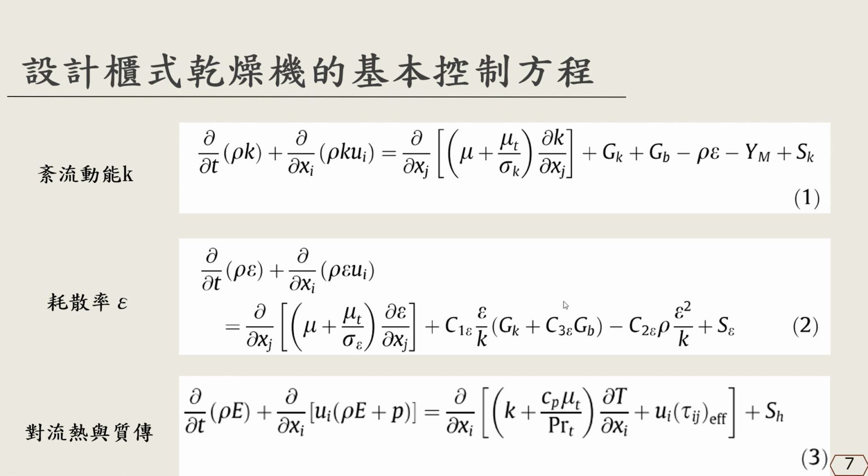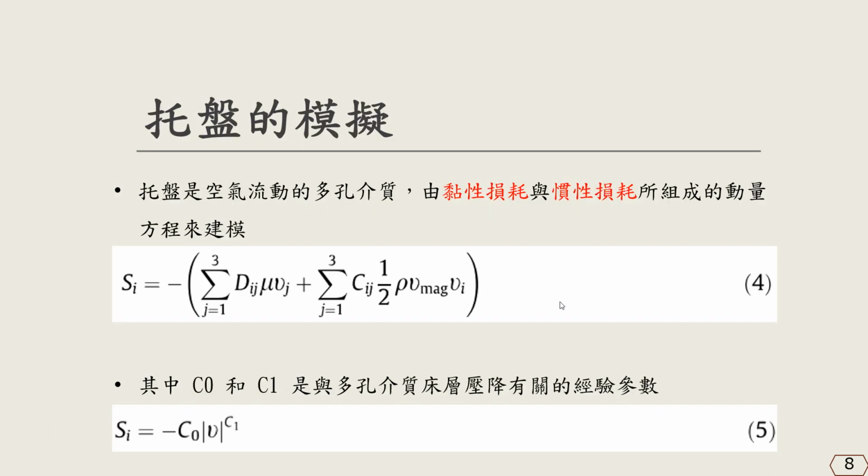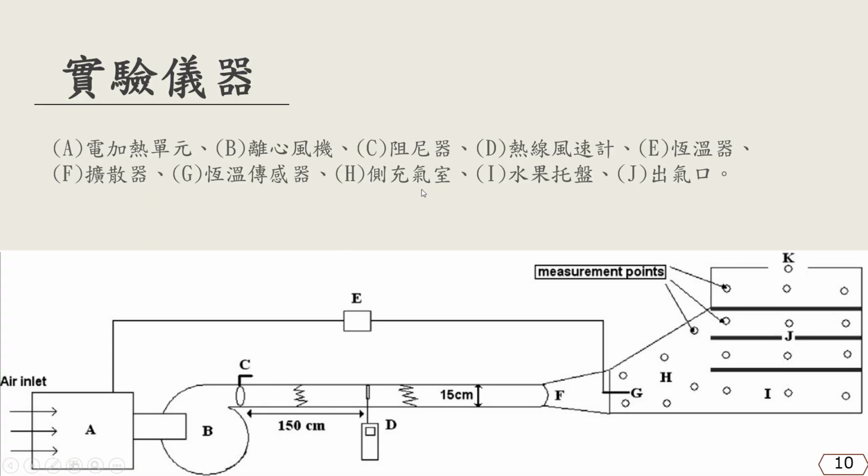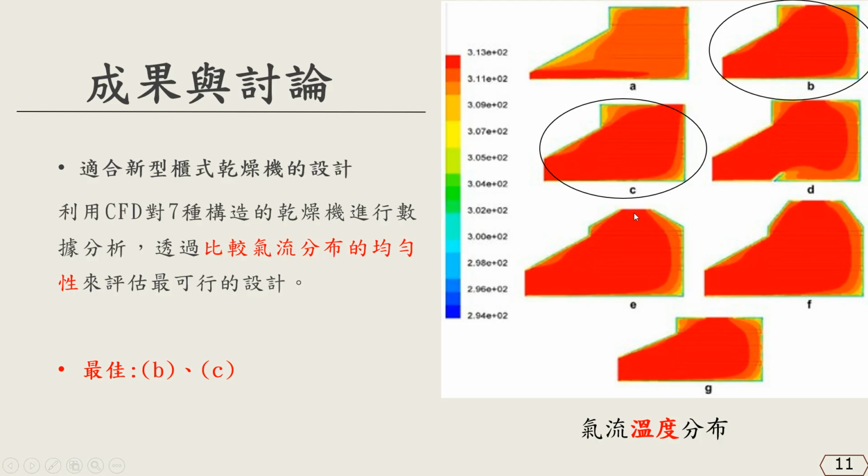These 3 governing equations are mainly used. And then this is the tray simulation. To solve the governing equations, initial and boundary conditions must be defined around the boundary of the system. Since the equations are highly nonlinear, they cannot be solved by explicit closed-form analytical methods. And then there is the experimental apparatus. And then results and discussion.